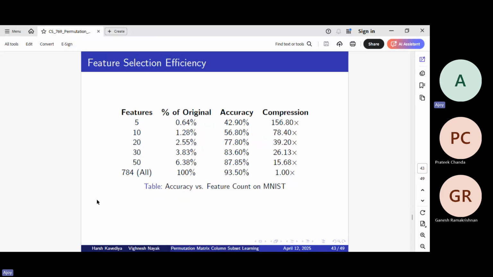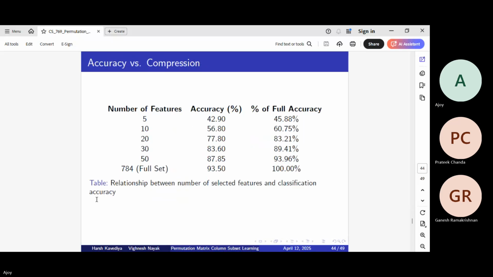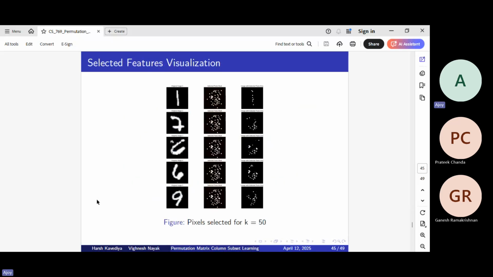With the same neural network, when we used only 5 features with our continuous approximation, we got an accuracy of around 43%. But as you keep on increasing the number of features, the number of pixels that you are choosing, the accuracy seemed to increase, and for around 50 features we are getting around 88% accuracy. So these are the results for the image that we chose.